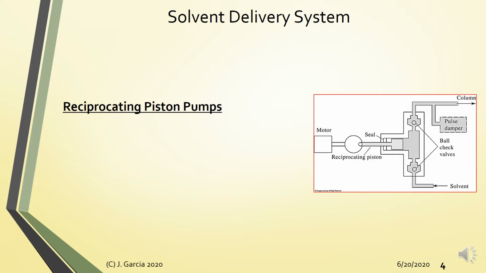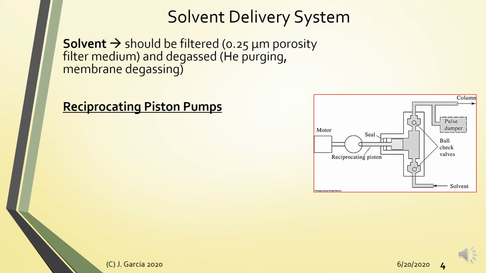So first let us talk about the solvent delivery system, or yung pump. Yung mga lumang units ng LC, mayroong mga other types of pumps, but for modern LC units, you have yung tinatawag na reciprocating piston pumps. Now, the solvent or the mobile phase, prior to installing it doon sa unit, it should be filtered, usually using a 0.25 micron porosity filter medium. Usually, the filter medium is either nylon or cellulose acetate. Nylon is very good, kasi you can use it to filter both organic and water-based mobile phases. However, it's quite expensive.